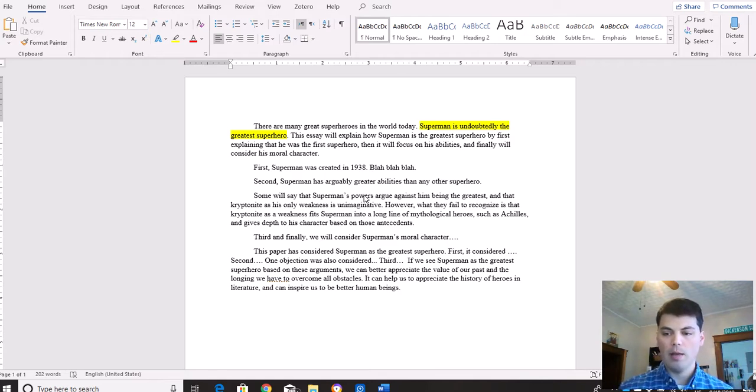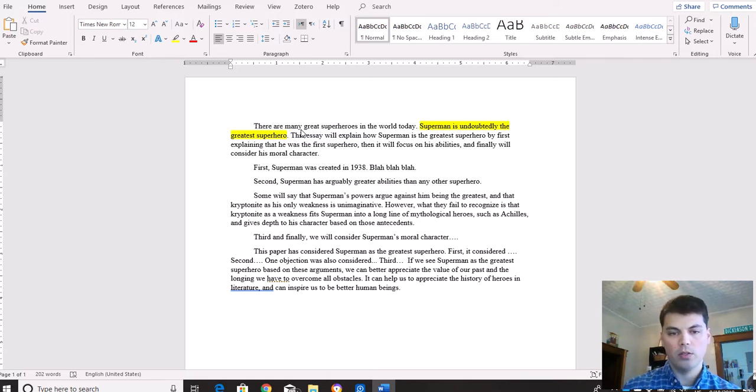So I'm not just going to talk about Superman here. I'm going to talk about how Superman is undoubtedly the greatest superhero. So you can see highlighted there, that's my thesis. Okay, that's my main assertion, and that's what I need to defend. No one wants to just hear my rambling thoughts on Superman unless they're just a rabid Superman fan.